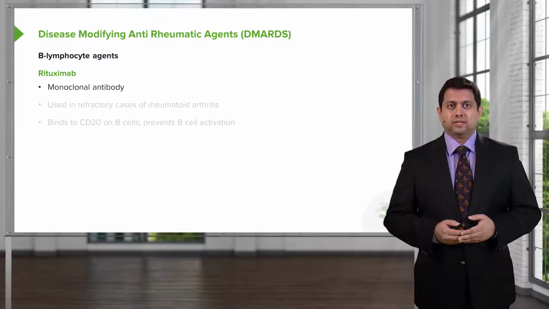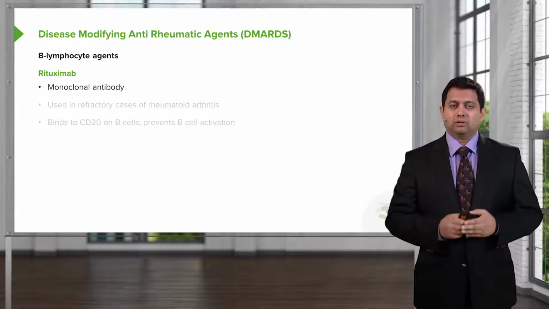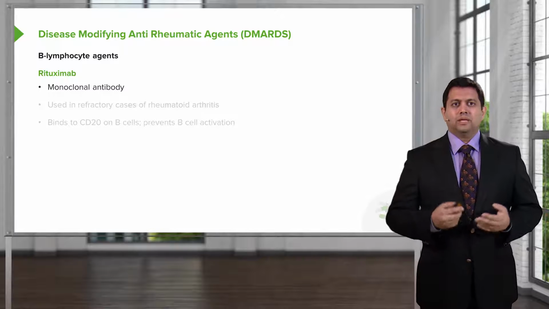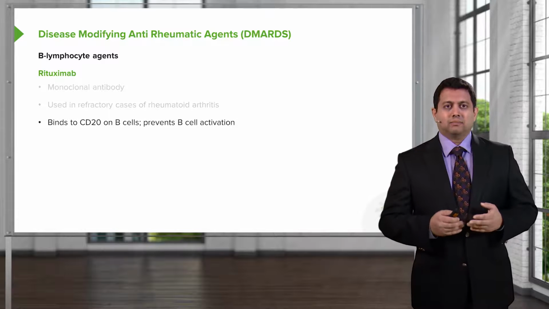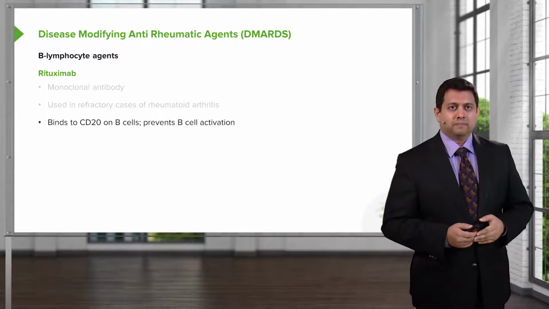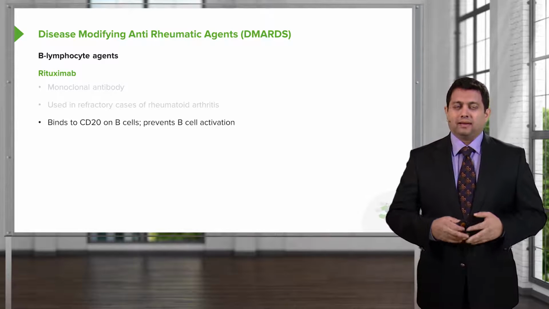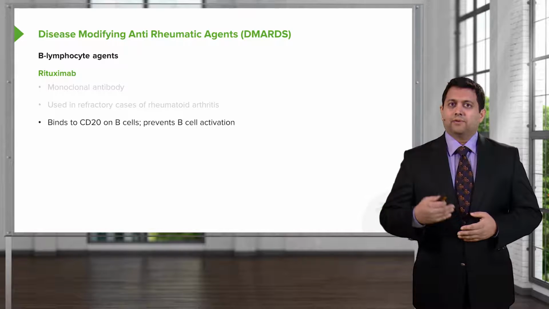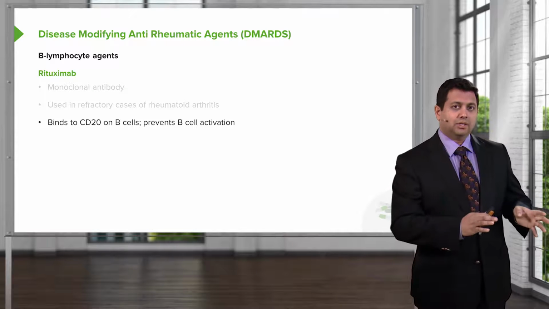B lymphocyte agents include rituximab. So rituximab is amazing. It is a monoclonal antibody. You've heard me talk about monoclonal antibodies before in other lectures. We use this new agent in refractory cases of rheumatoid arthritis, and it binds to something called CD20 on the B cells, and it actually prevents B cell activation. Incredibly effective agent, very few side effects, and in some cases, we're giving these monoclonal antibody treatments for rheumatoid arthritis once every 3 months.